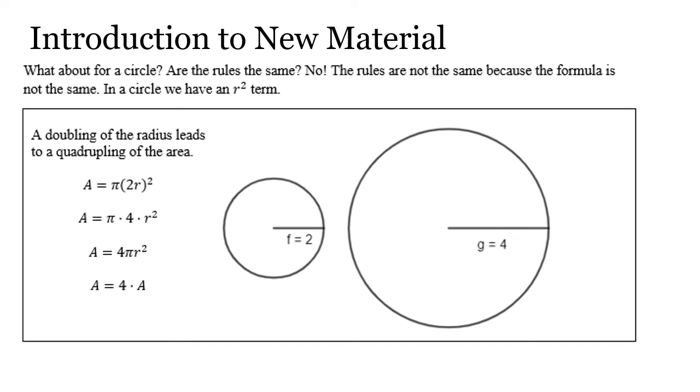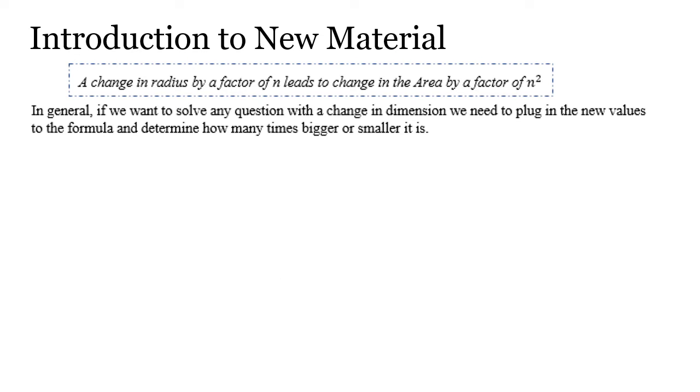For a circle, it's also going to be a factor of n squared. So if the radius doubles, then the area will quadruple. And actually, it works with fractions too. If the radius is half as much, then the area of this one will be 1/4 as much. So here's the rule: a change in radius by a factor of n leads to a change in area by a factor of n squared. So for example, if the radius changes by 2, then the area will change by 2 squared, which is 4.